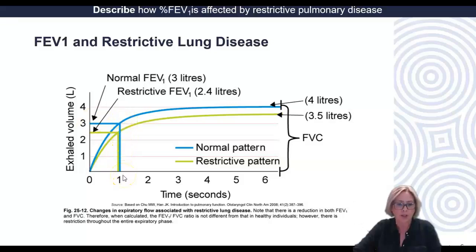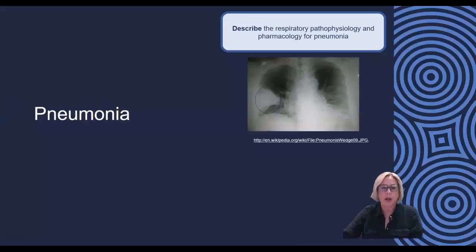So as a result of that, the FEV1 to FVC ratio often looks normal, but when you go and look at the actual volumes, you can see that they're both reduced, and this is indicative of a restrictive lung disease. Okay, so now we're going to look at pneumonia. Again, a little bit about its pathophysiology, and then a little bit about how it's treated.